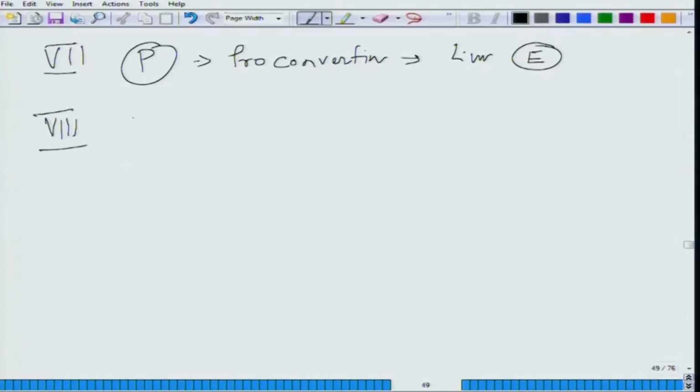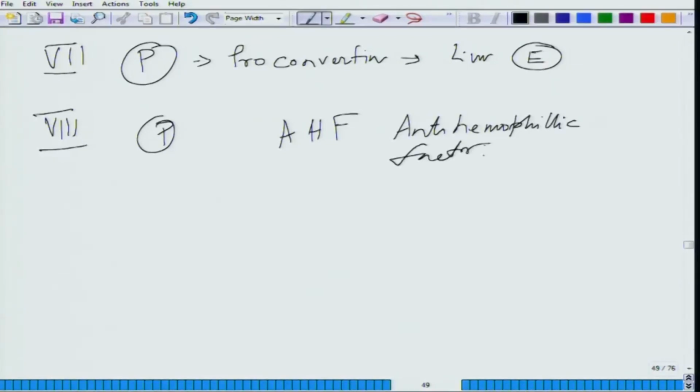And you have the factor 8. Factor 8 is called AHF. This is also a protein, by the way, anti-hemophilic factor. This anti-hemophilic factor is produced by the platelets and endothelial cells.